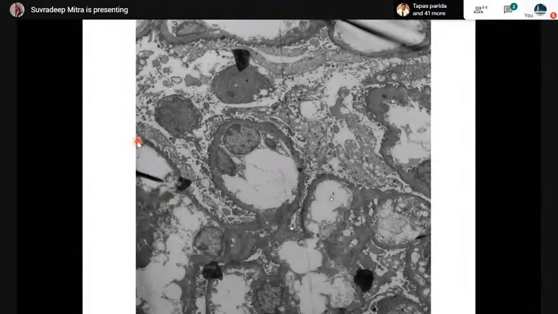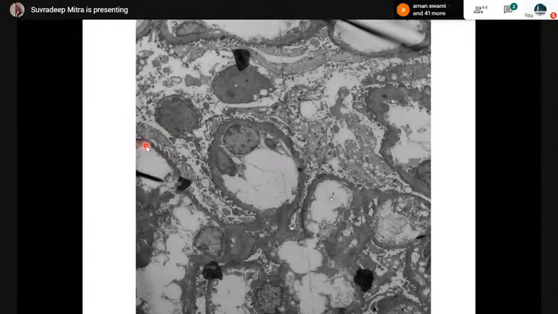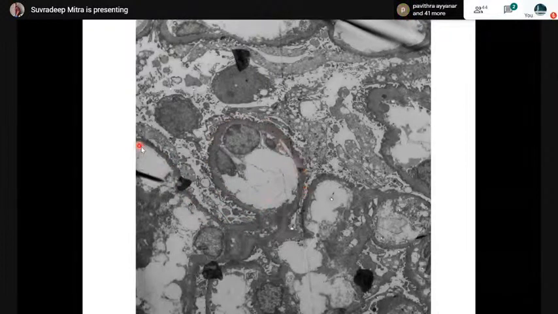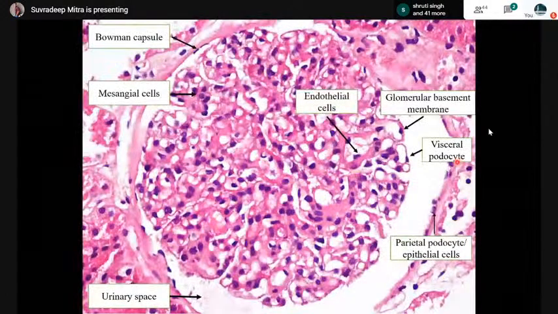So I don't know whether you are already acquainted with looking at the electron microscopy. I'm considering that you are not. So just try to see that this particular black thread-like structure, which I am just tracing now, is the glomerular basement membrane, right? And here it is forming a glomerular capillary loop, just similar to this kind of glomerular capillary loop, this kind of rounded structure.